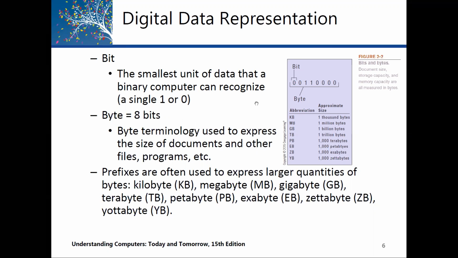So a collection of such 8 bits is called 1 byte, right? It means the collection of 8 zeros and ones is called 1 byte. The byte terminology is used to express the size of documents, files, programs, etc. Remember, byte is the smallest unit that a computer can access from the disk. Bit is the smallest unit that the computer can store, whereas byte is the smallest unit that a computer can access from the disk, right?